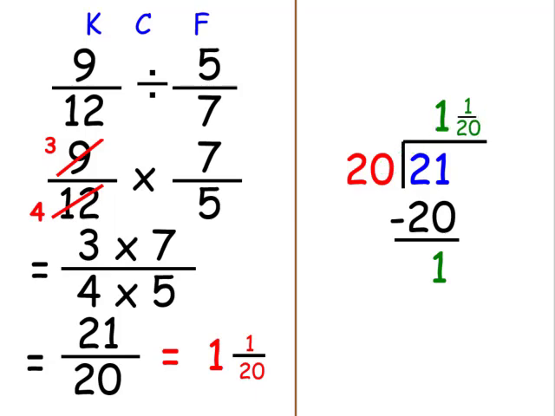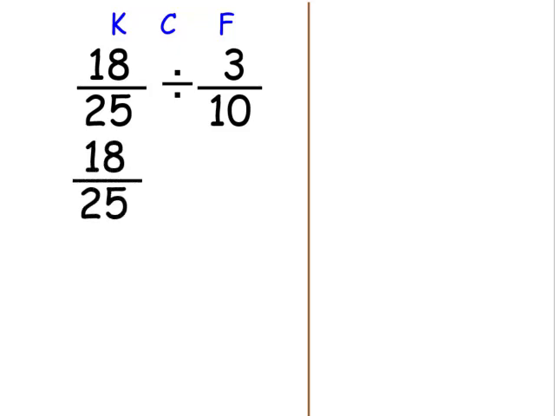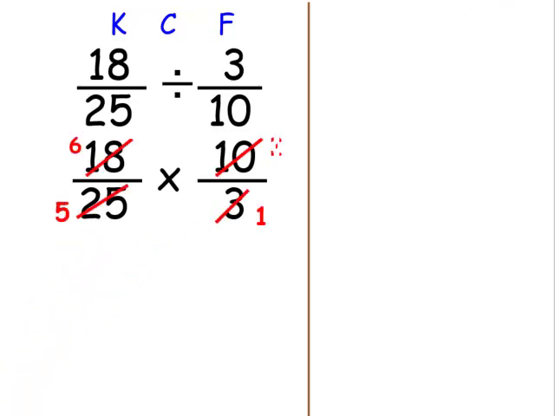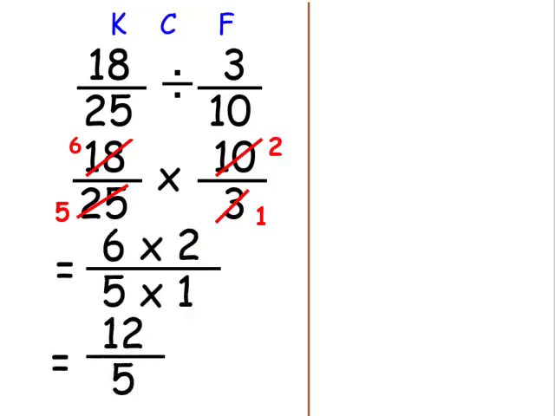Let's take a look at another example. Keep, change, and then flip. We could cancel. 18 and 3 have a common factor of 3. 10 and 25 have a common factor of 5. Now we can multiply across, and we're left with 12 over 5.